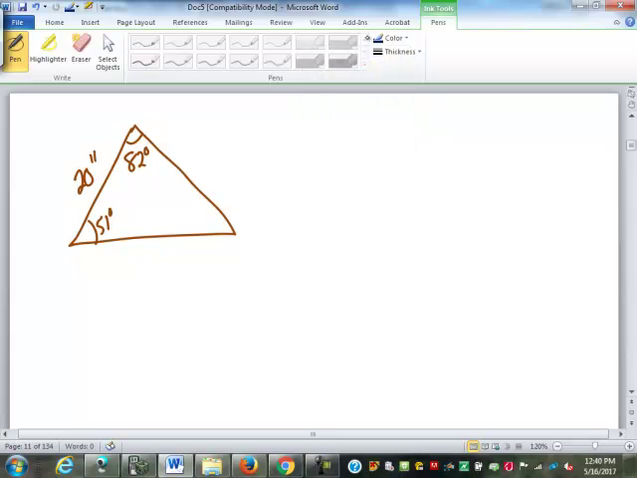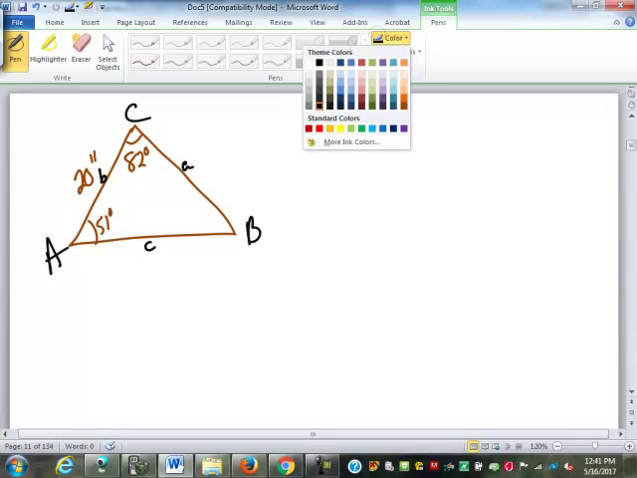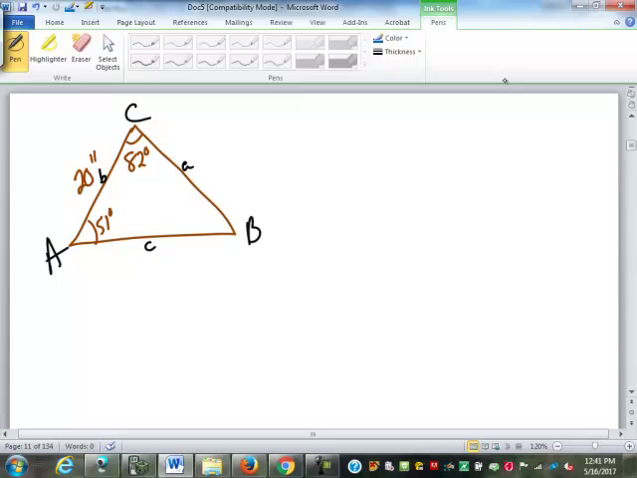Now again, I can label them however I want to. Looking at this, I need a side and its opposite angle. Do I have that here? No, I don't. But can I make it happen? Yeah, because this angle here is just going to be 47. Yes, 47 degrees. We're subtracting from 180. 180 degrees minus the 82 minus the 51. Is that 47 degrees.